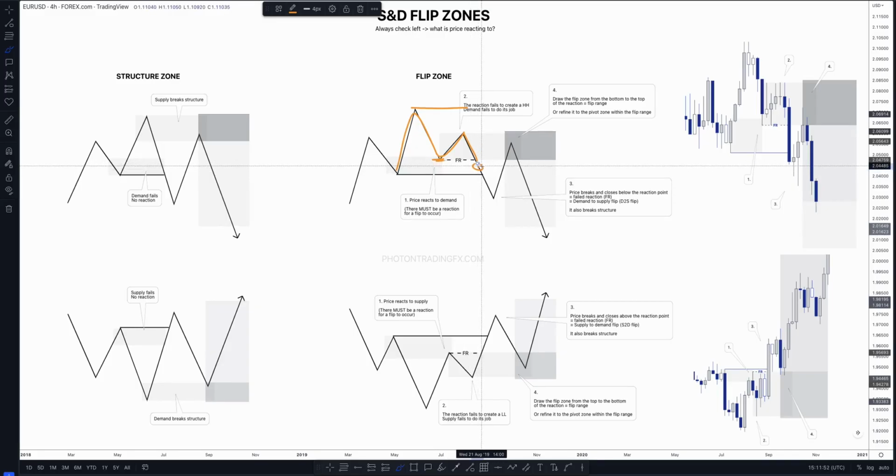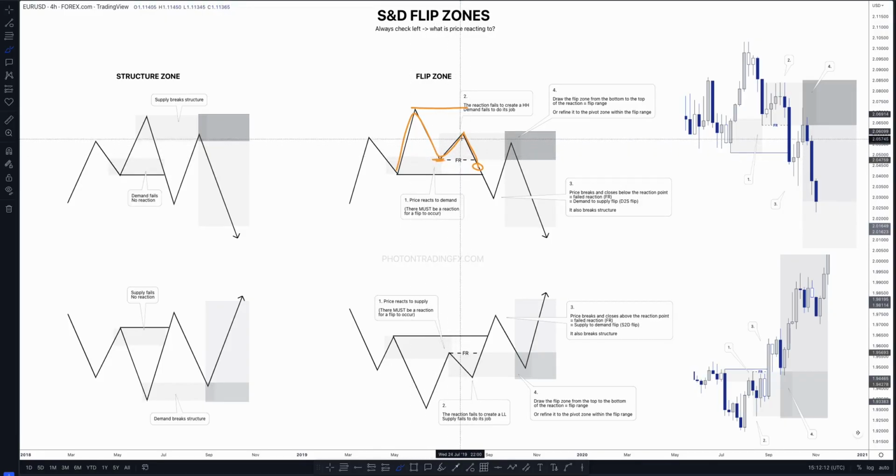So we have the flip, but what we don't have is that change of character. We haven't had a structure shift. Ideally, we want to see structure shift as well because, and this is the bit that some people get a little bit confused with, but at this moment here, if price is where the circle is, we do have a confirmed failed reaction.